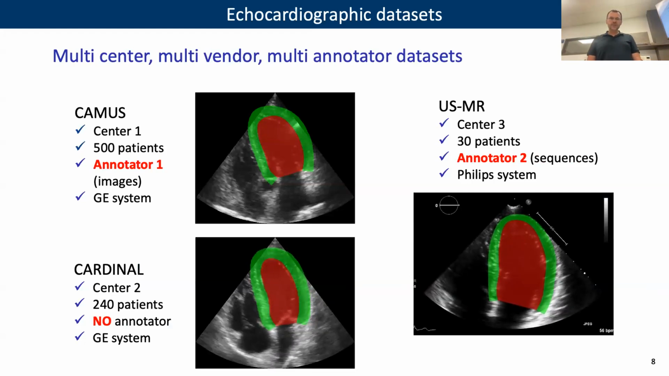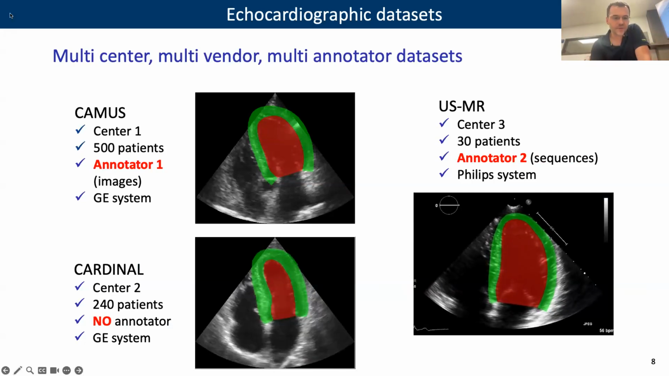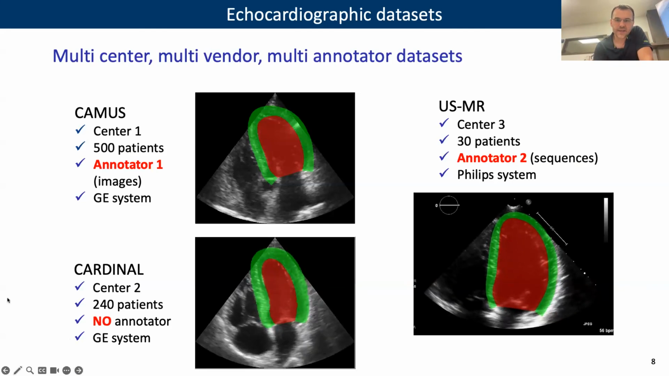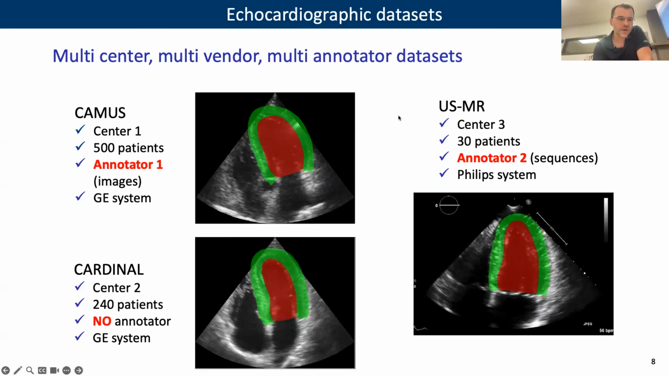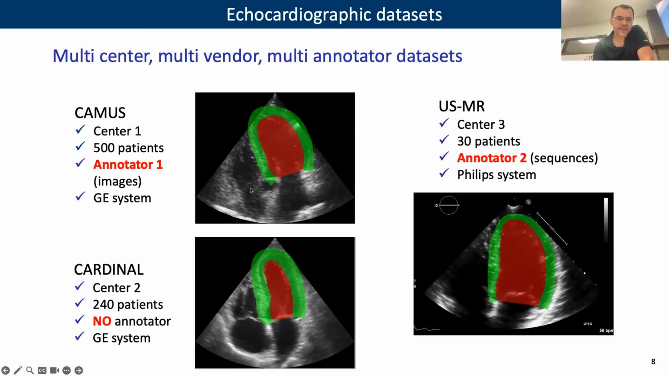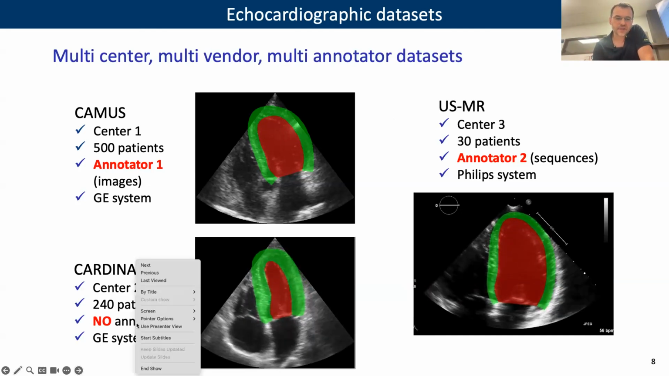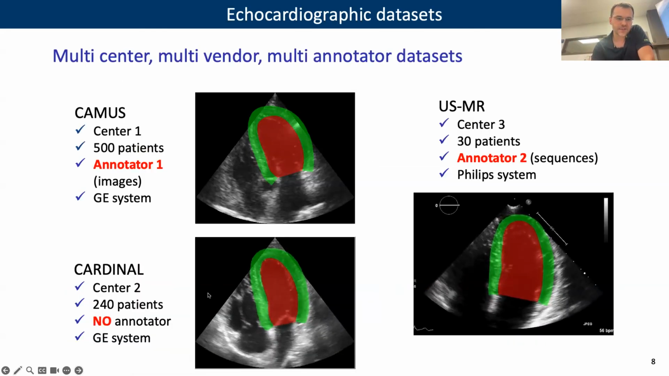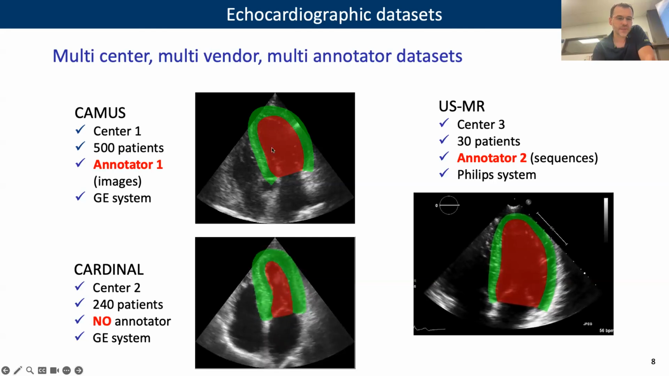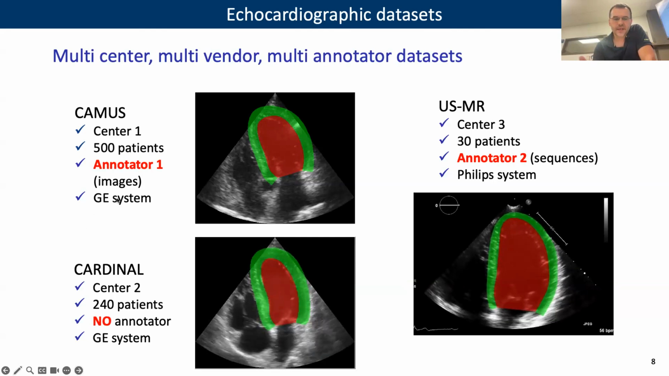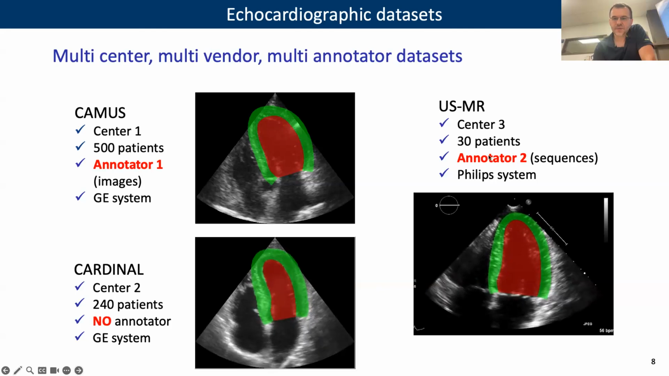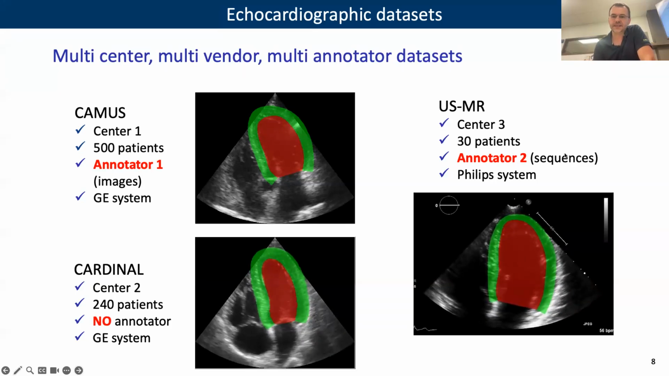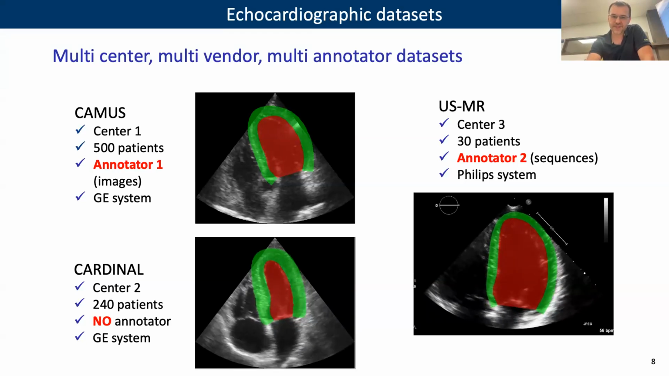Recently we have worked on 3 different datasets that I just introduced: the CAMUS, the Cardinal, and one that I named USMR. You can see the different characteristics, the number of patients, and whether there are annotations or not. For instance, for the Cardinal dataset, there's no annotation. You can see that we have GE systems, but also Philips systems. So all these datasets are very nice for this generalization process.